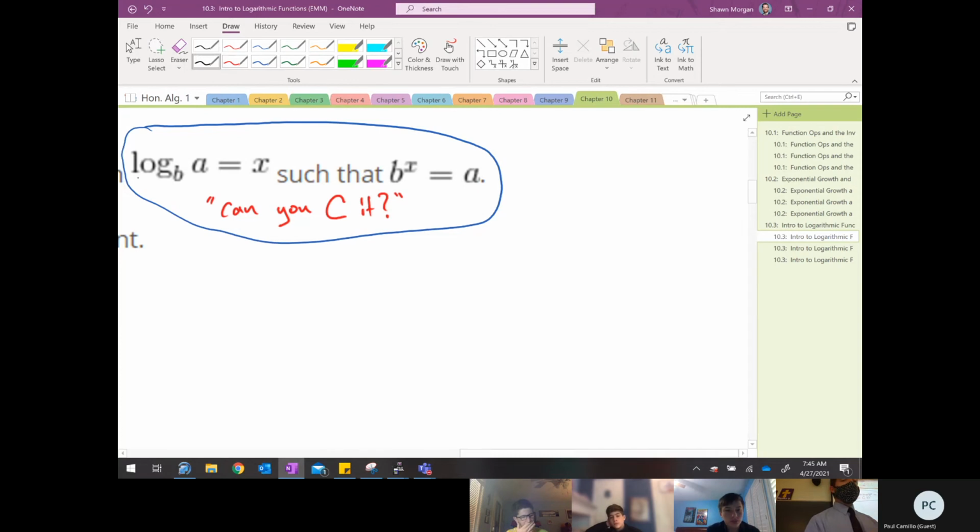So how would I read this up top? I would say this is log base b of a, and we're told that equals x. Now, I wrote this phrase right here. Can you see it?